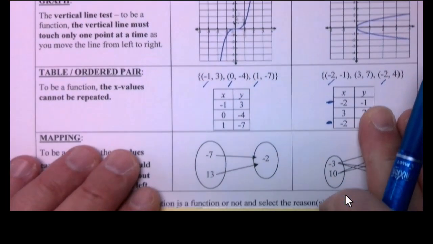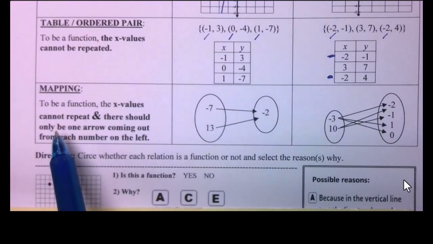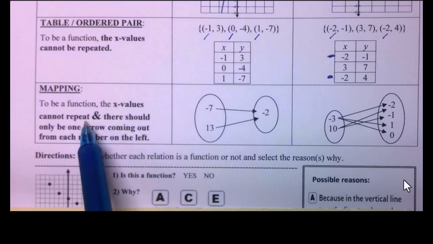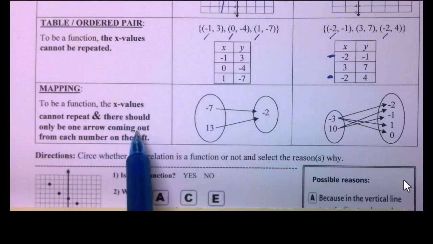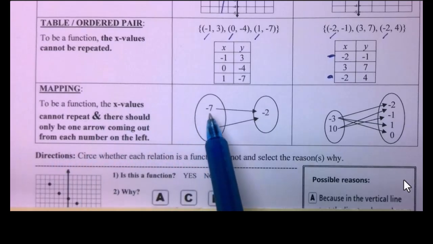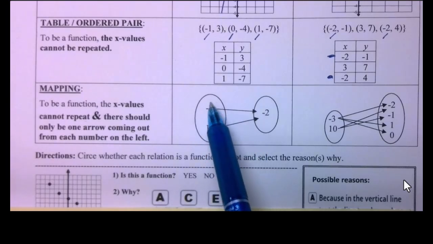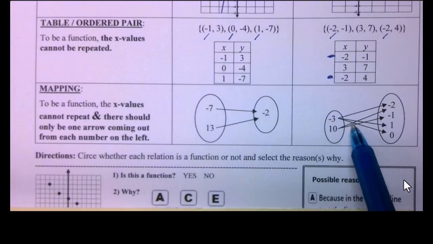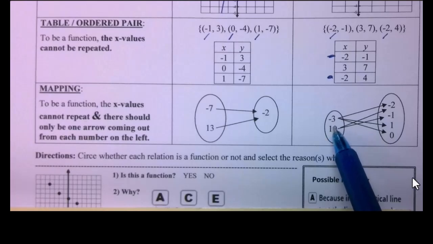All right, the last one is the mapping. And for this one, there are two conditions that must be met. To be a function, the x values cannot repeat, and there should only be one arrow coming from each number on the left. So right here, the first condition is met because the x does not repeat. The second condition is I only have one arrow coming from this number -7 and one arrow coming from 13. As long as you have just one arrow from each number, then it is a function. Compared to this guy, the x doesn't repeat, but the second condition fails because there are 3 arrows coming out of -3 and 2 arrows coming out of 10.